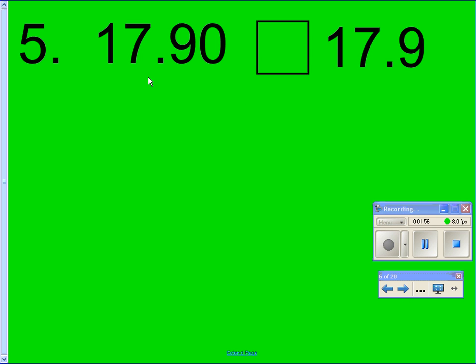Okay, so the tens places are the same, the ones places are the same. On 17 and 90 hundredths, there's a 0. Is that the same as nothing there? Yes. So 17 and 9/10 is equal to 17 and 9/10. The 0 does not matter for this one.